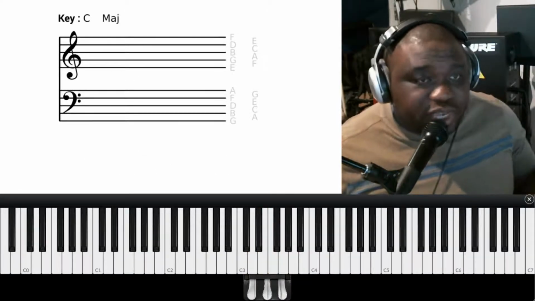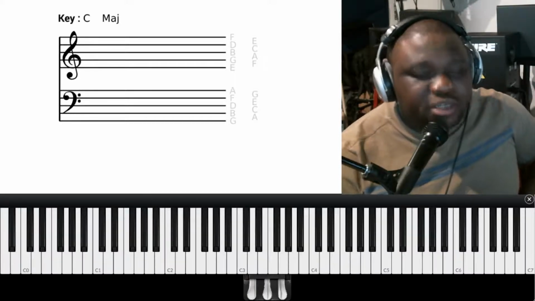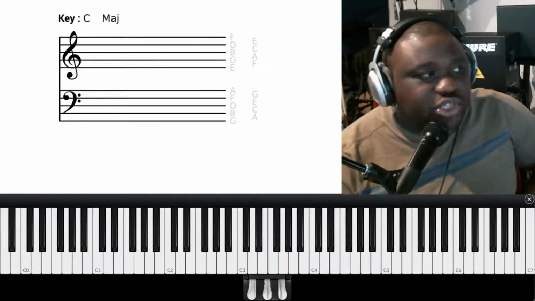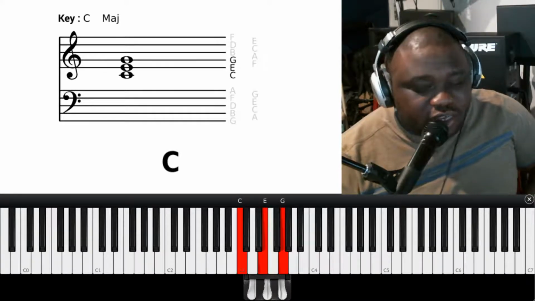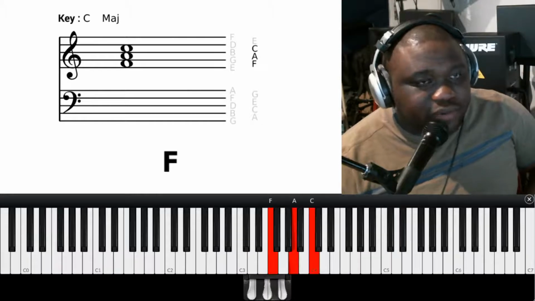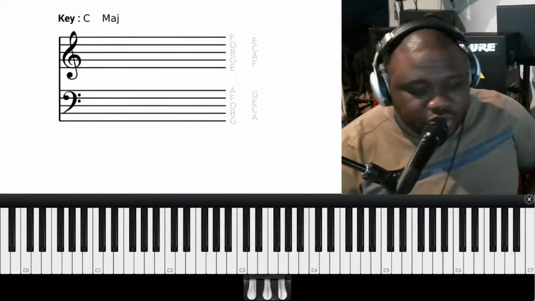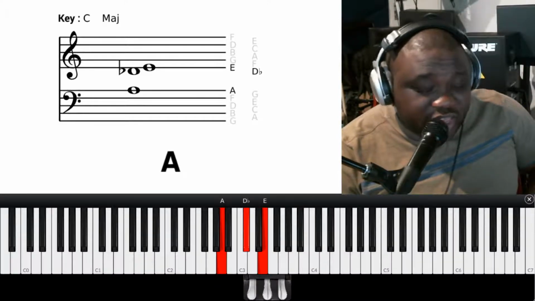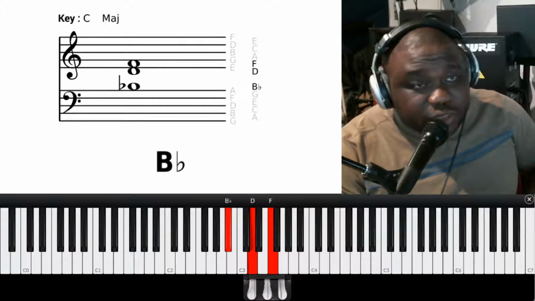Okay, so what are we talking about here? If you know basic chords, we know to form a chord you need your 4-3 method, and so on. We are not going to get into all that, right? So we know here it's a perfect C. We know here it's a perfect F. We know here it's a perfect G. We know here it's a perfect A. We know here it's a perfect D. We know here it's a perfect B flat.